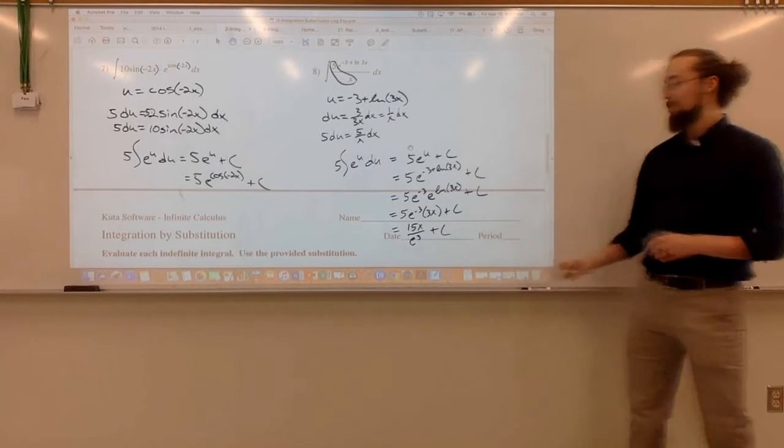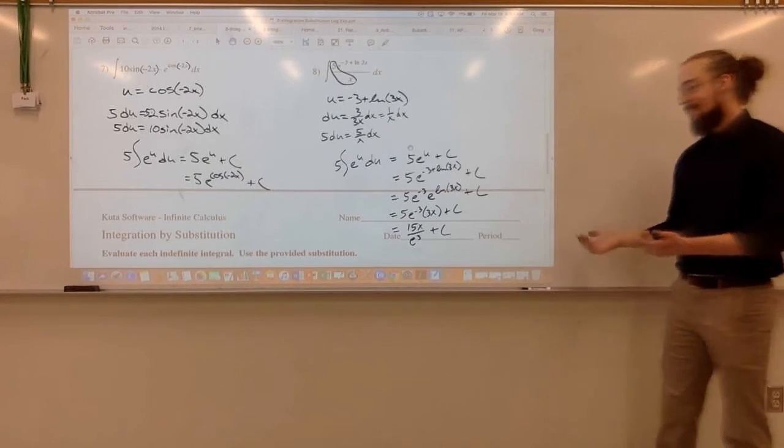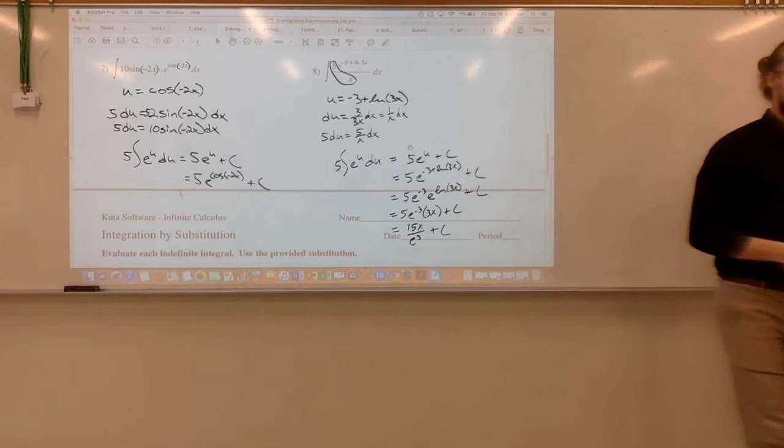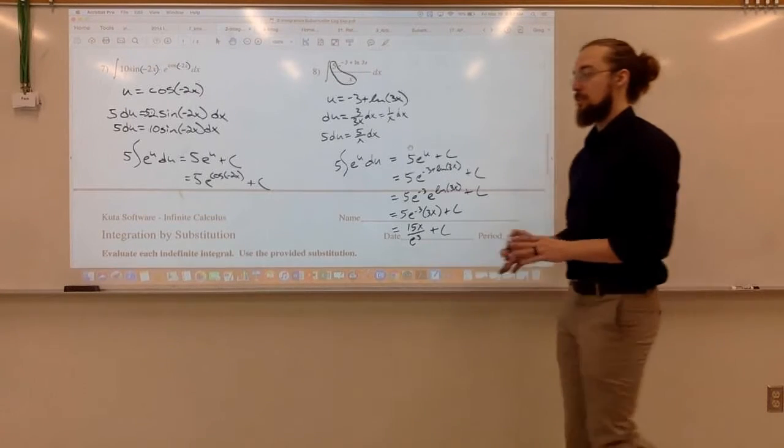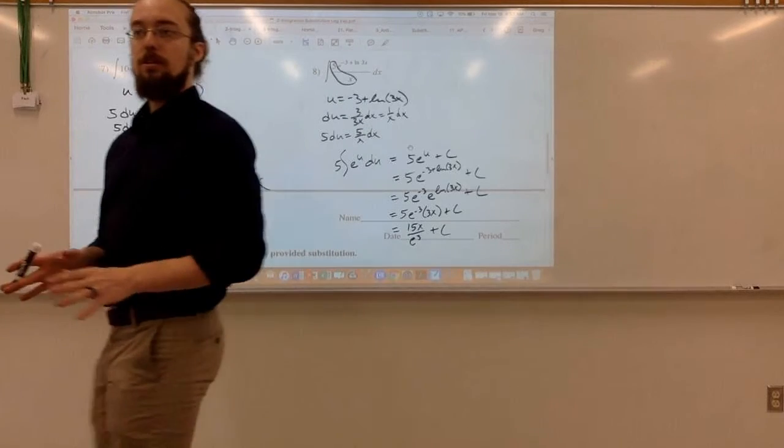I mean, the goal is to learn the calculus concepts, but we still need to be able to do the algebra as well. Any other homework questions? Feel okay with this stuff?